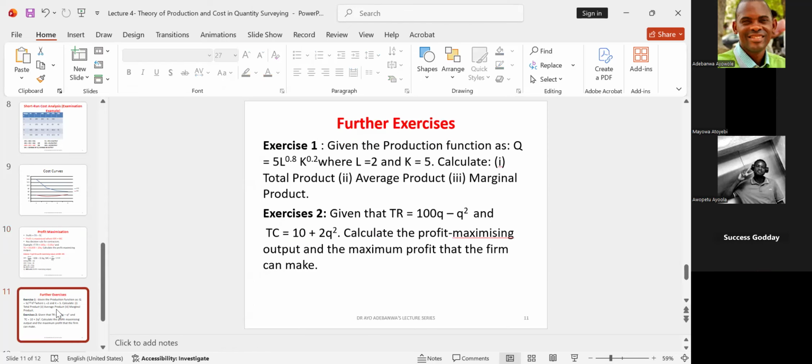Okay. Now, further exercises. Given the production function as Q equals 5 L to the power 0.8 K to the power 0.2, where L is equal to 2 and K is equal to 5, calculate total product, average product, marginal product. Number 2, given that total revenue is equal to 100Q squared and total cost is equal to 10 plus 2Q squared, calculate the profit maximizing output and the maximum profit that the firm can make.